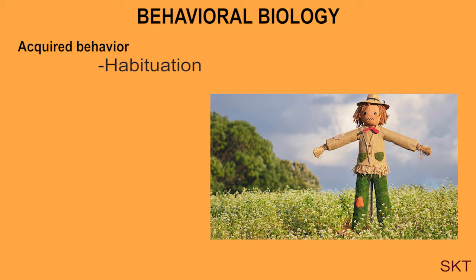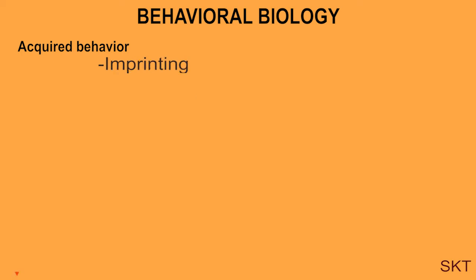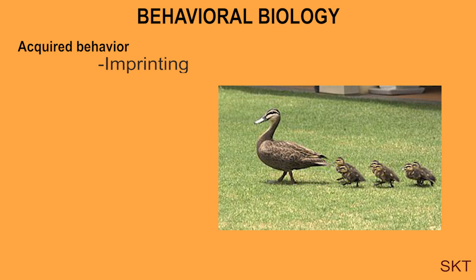The next type of acquired behavior is imprinting. It is a method of learning rapidly, exceptionally fast, and irreversibly, that occurs only within a shortly defined critical period. A type of learned or acquired behavior seen most clearly in birds and some animals during the early period of their lives, soon after hatching or birth. There are two types of imprinting, filial imprinting and sexual imprinting.